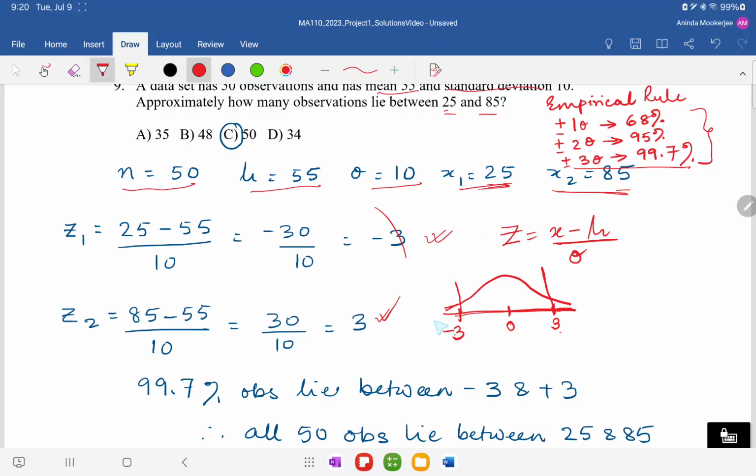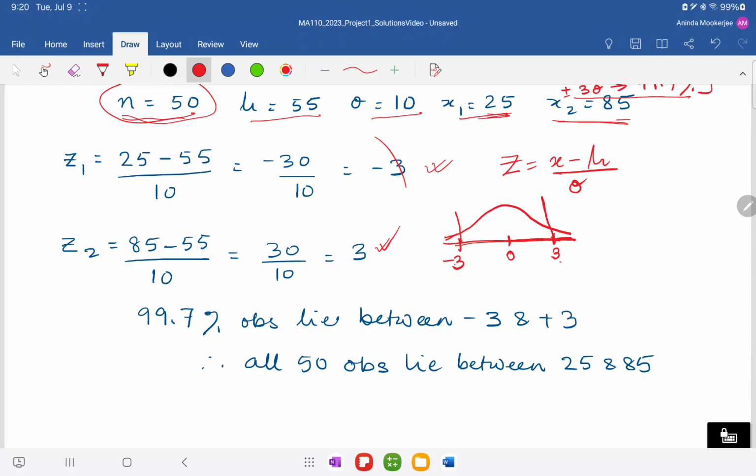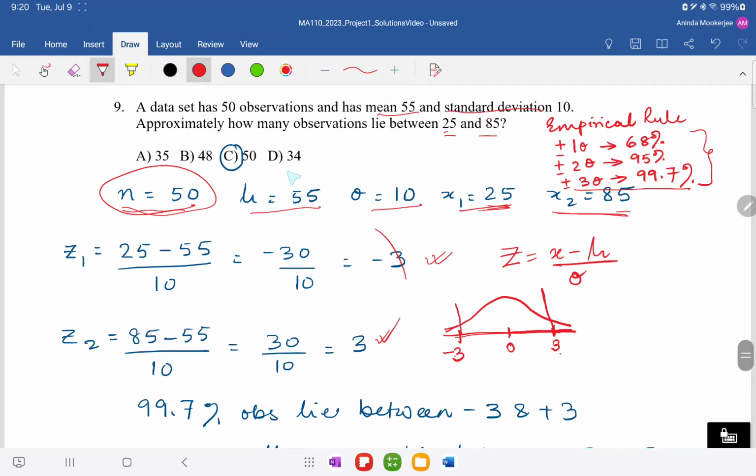So what is 99.7% of what was n? 50, right? So 99.7% of 50, and 99.7% is as good as 100%, correct? So we say all 50 observations lie between 25 and 85. So that's how you're going to go about answering this problem. If it is a problem like this, you have to find the z values first to determine the unit standard deviation and then apply the empirical rule.